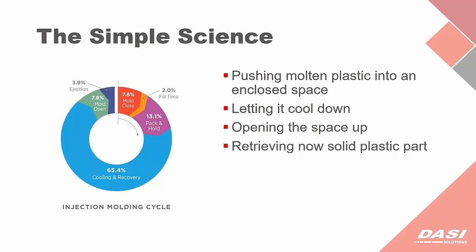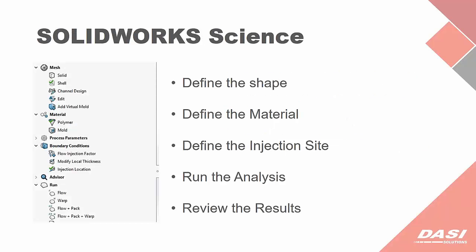And how we're going to do that is we're actually going to use SOLIDWORKS Simulation, or SOLIDWORKS Plastics, in this situation. And so what does that entail? The SOLIDWORKS side is pretty simple. We'll define the shape, we'll define the material, and we'll define an injection site location. Essentially, we'll tell it where we're going to start to push this material in from. We'll run the analysis, and then we'll go through and review some results so we can see what this black magic, how everything's turning out, so we can fully understand everything that's happening within that mold for us.